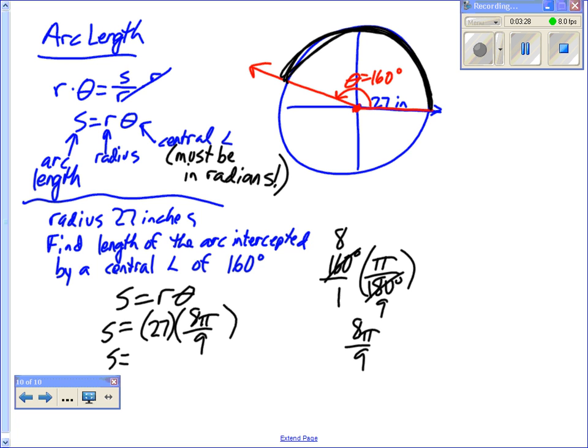This is in inches, by the way: 27 inches times 8 pi ninths, which is really, there's a unit measurement on that, radians, but it's a real number. So you just take your calculator and punch it in: 27 times 8 pi ninths, and you get 75.4 inches. This equals 75.4 inches. So that right here is how much you've intercepted of that circle, 75.4 inches.